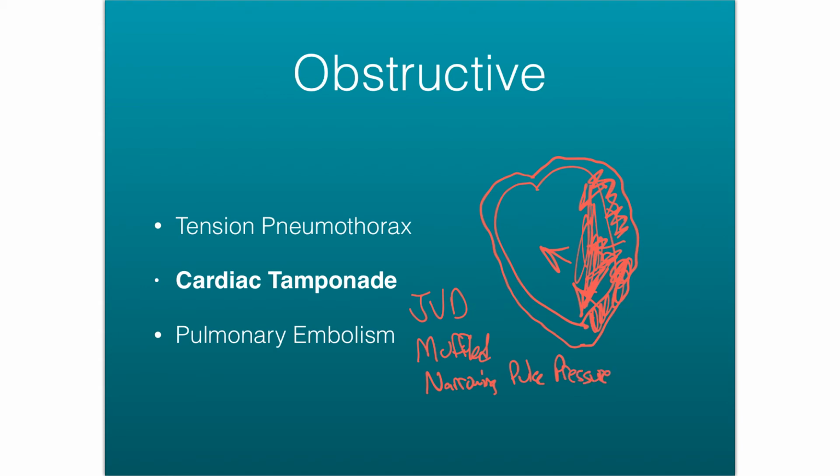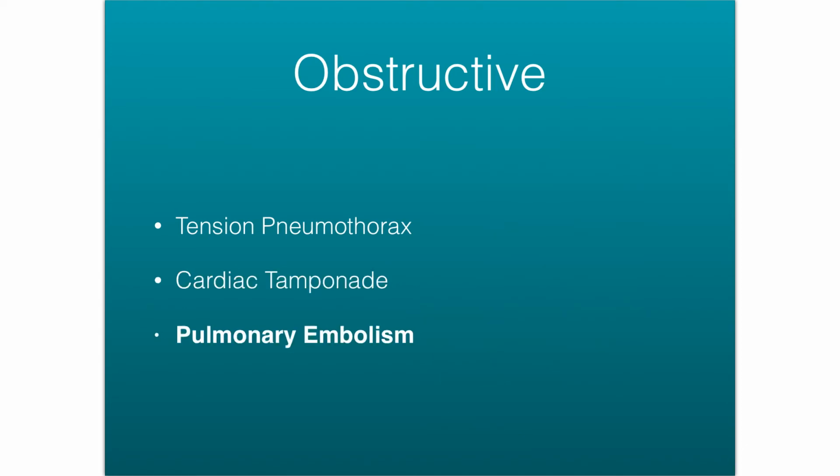And all that's called Beck's triad, by the way. But then you're also going to have clear bilateral breath sounds. And the reason that's important is this looks a little bit like a tension pneumothorax, but if you listen to both sides of the chest, you'll be able to hear both lungs, so you know it's not a tension pneumothorax. The last type of obstructive shock is a pulmonary embolism.